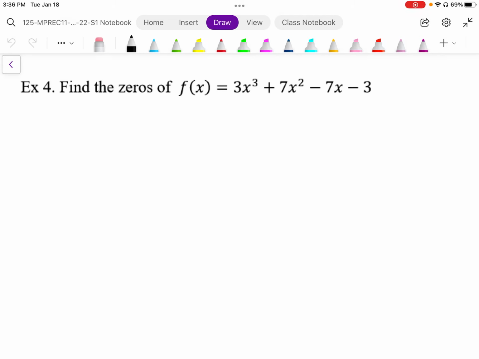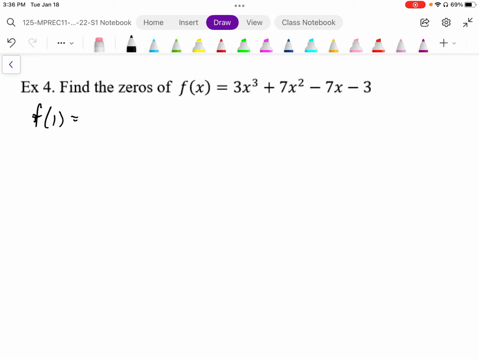So to find the zeros of this, we need to factor. So we need to test some factors out, and we use the remainder theorem. So we're looking for a remainder of 0. So plugging into our f, we're going to try 1 and -1 to start.